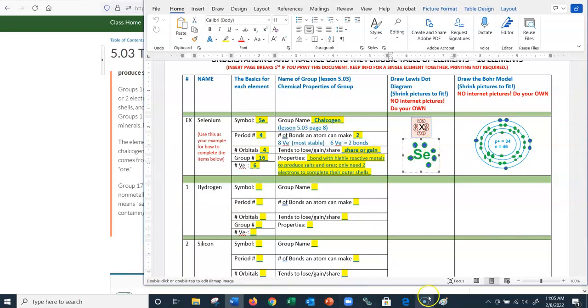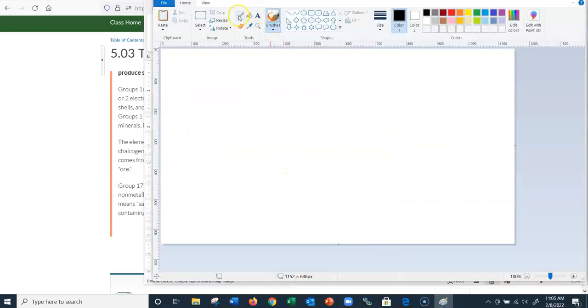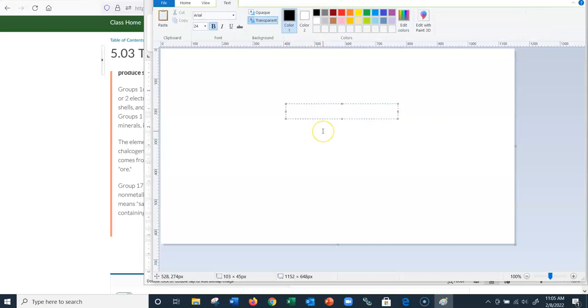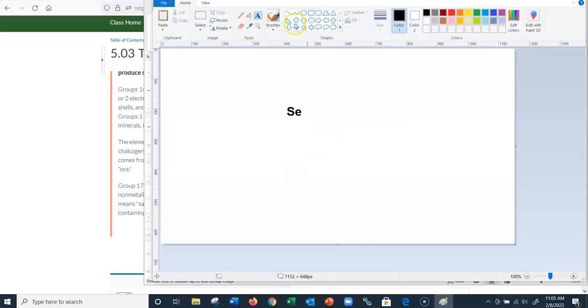And I did that in the program Paint. I chose the typing tool, I put it up there, and I did my capital S, lowercase e, and then I chose my circle tool. I gave it a fill color. So this is the line color, and then this one is the fill color. And then I put the dots.